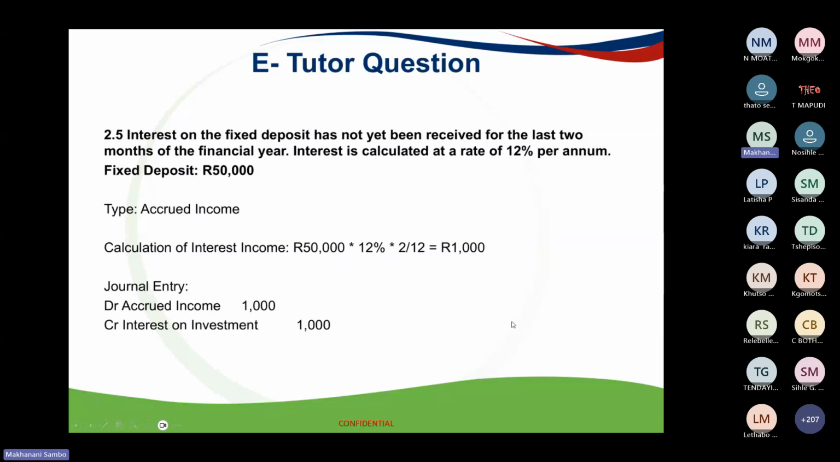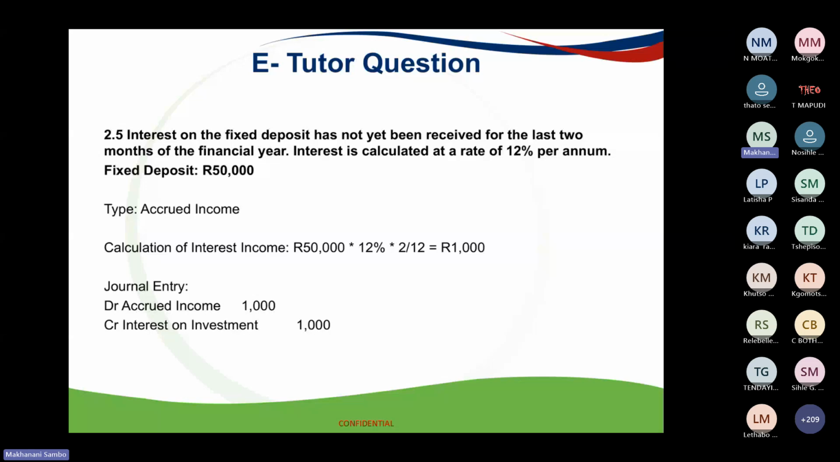Then the next one is where there's interest on the fixed deposit that has not yet been received for the last 2 months of the financial year. This is for a fixed deposit of 50,000 Rand, where the interest is calculated at a rate of 12% per annum. Because the bank has not given us this interest, we need to do an adjustment which will create an accrued income.